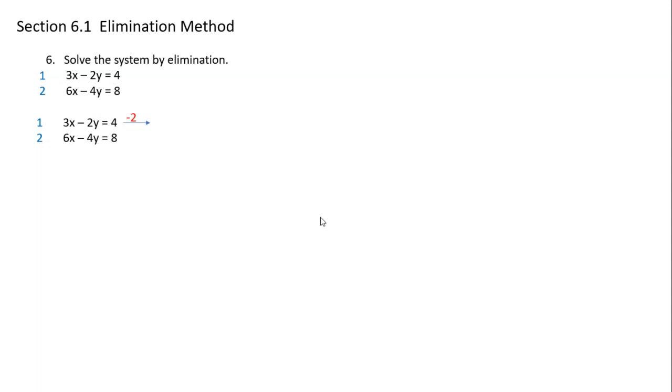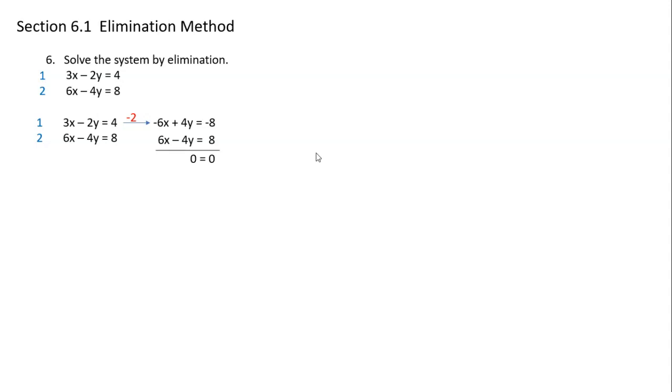To eliminate the x value, I'm going to multiply by a negative 2. If I multiply negative 2 times 3, that's going to give me the negative 6, which will eliminate my x value. So let's do that first. Negative 2 times 3 is negative 6. Negative 2 times a negative 2y is a positive 4y. And negative 2 times 4 is a negative 8. I am going to add it to equation 2. When I do this, I get negative 6x plus 6x is 0. 4y minus 4y is 0. Negative 8 plus 8 is 0.